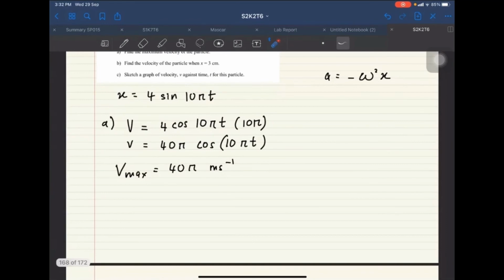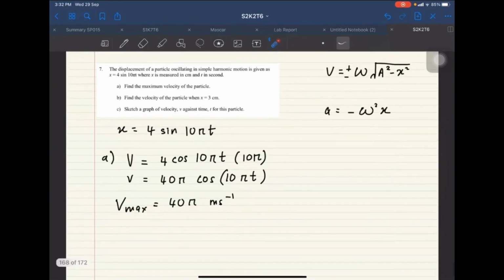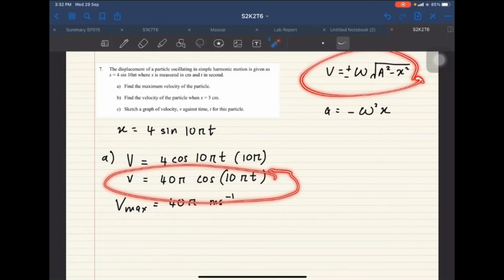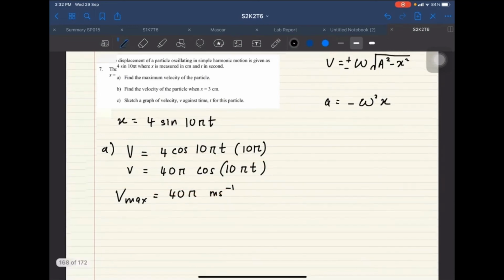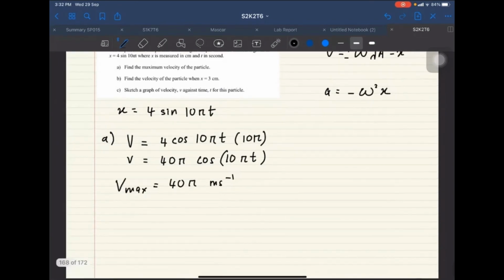Question B, find the velocity of the particle when the x is equals to 3 cm. Okay, kamu nak pakai equation ini ataupun ini. A ke B? Dia kasih displacement. Dia kasih X kan? So kita kena pakai yang tu. Okay, B pula. V sama dengan plus minus angular kali square root.